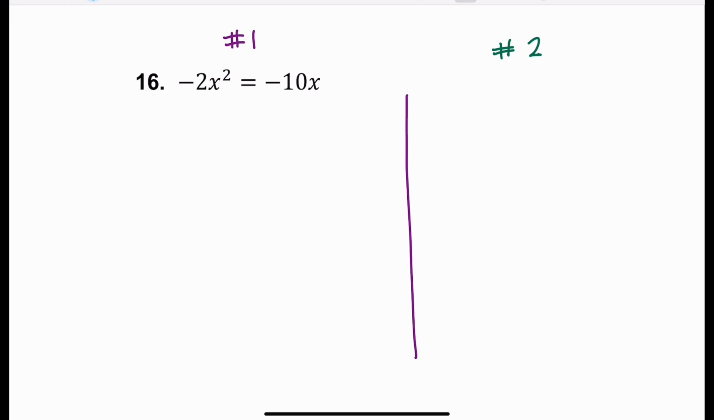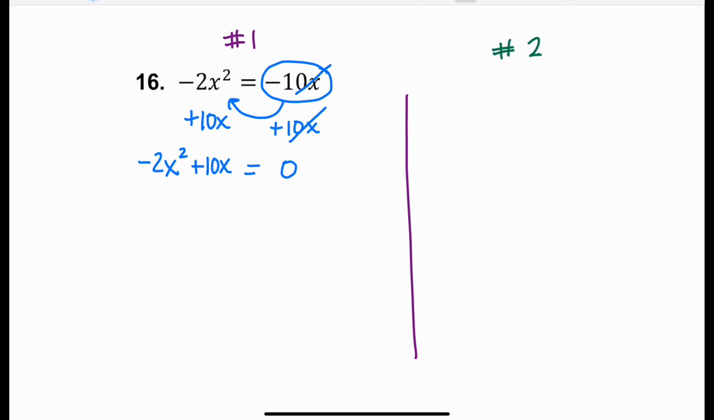So first way I'm going to show is I'm going to just take this negative 10x and take it to the other side. It's a minus 10x. Opposite of minus is a plus 10x. So if I add 10x to both sides, I'm not changing it, but the negative 10x and the 10x cancel out to give me a 0 on the right hand side. So I have a negative 2x squared, and I have a plus 10x.